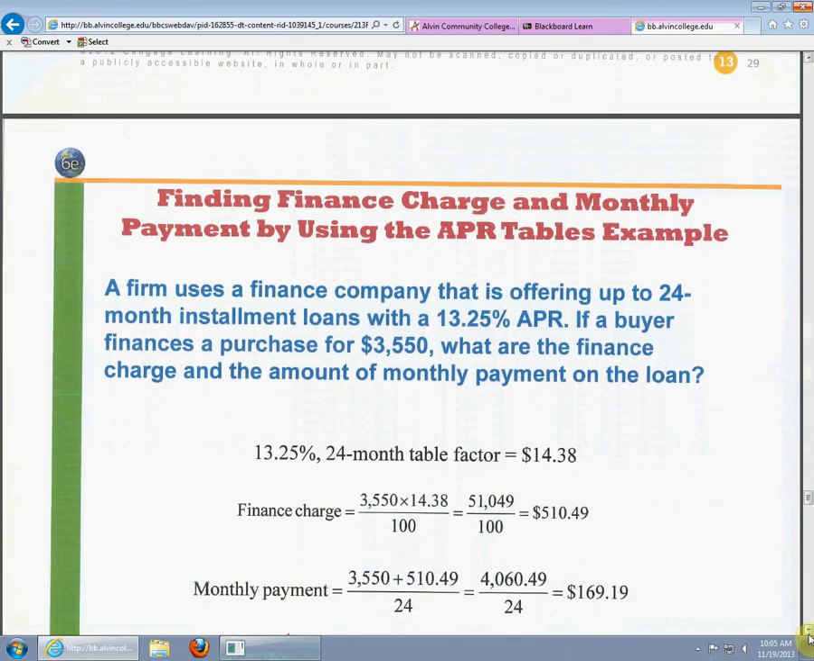Then on the third step, we take the amount that's going to be financed, $3,550, and we add the finance charge we just found out. And so we'd have $4,060.49, and then we divide that by 24 months to see what our monthly payment would be, $169.19.